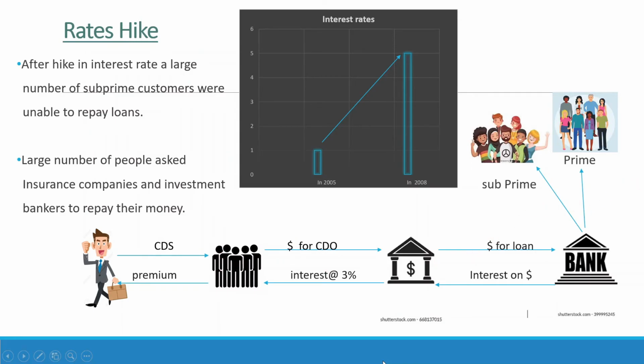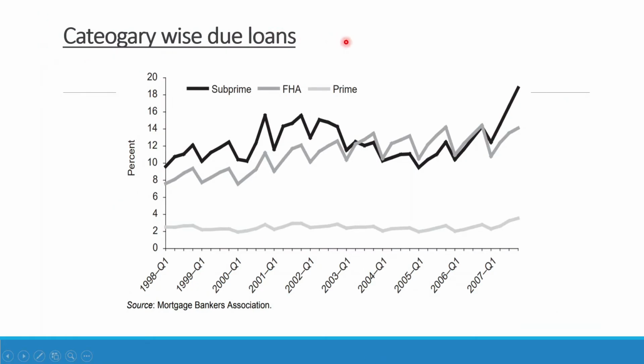So here is what happened. Category-wise due loans: this is the due loans of subprime customers, and this much was the due loans of prime customers. As you can see here, it's around 18 to 20% of due loans for subprime customers, and around 2% of the total people from the prime category were having due loans. Okay, so as we mentioned, subprime customers were not in that good a position to repay the loan. That's why the due loans of subprime customers are this high.